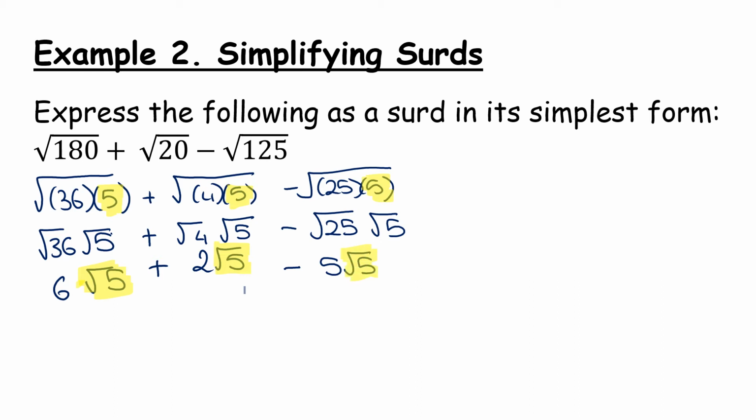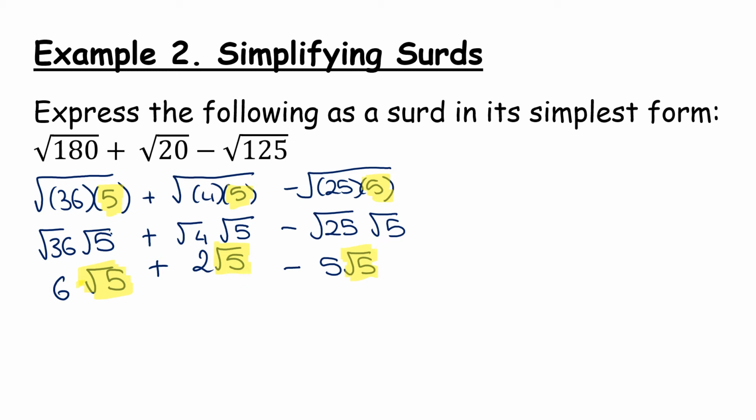So if you think about this as a thing, I have 6 of something, I add 2 of that something, and then I take 5 away. Even if we want to say apples, I have 6 apples, I add 2 apples, so I have 8 apples, and I minus 5 apples, so I have 3 apples. And I think everyone will be well able to do that.